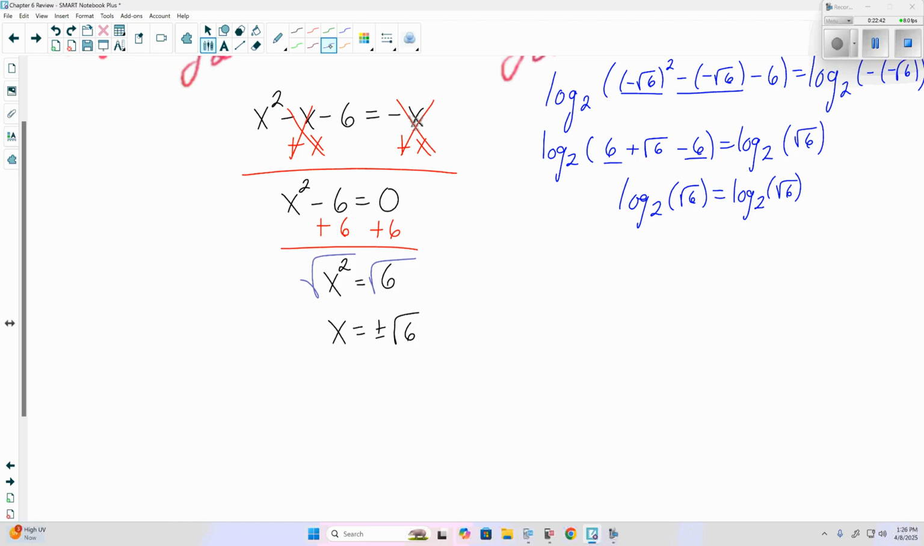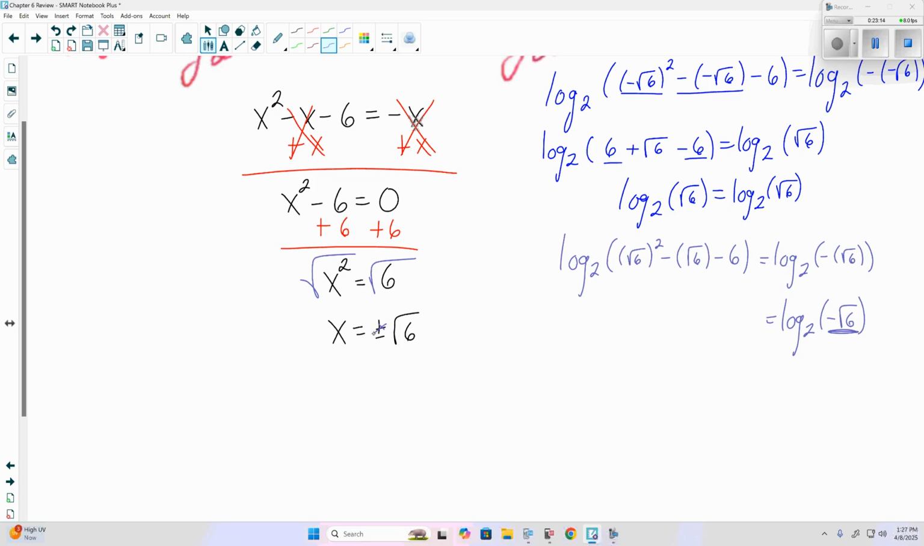Let's look at the positive square root of 6. Log base 2 of the square root of 6 squared minus the square root of 6 minus 6 is equal to log base 2 of negative square root of 6. When we simplify the parentheses on the right side, we end up with log base 2 of negative square root of 6. That cannot work because what's inside here is negative.